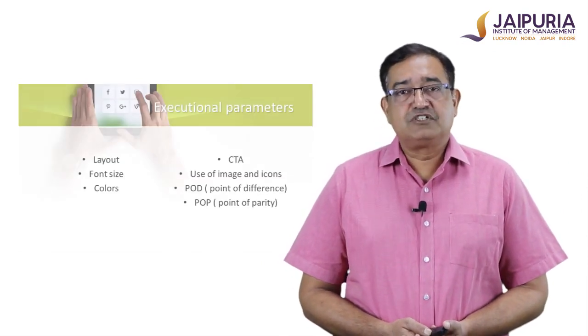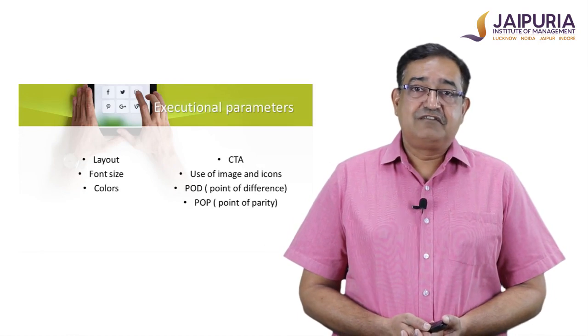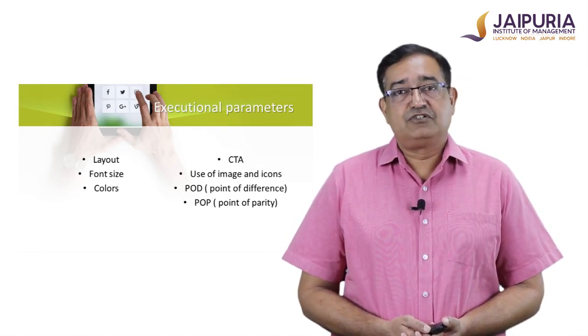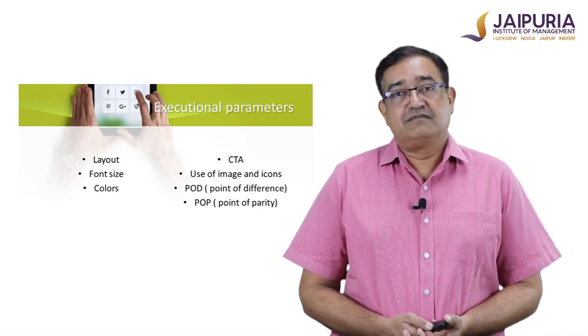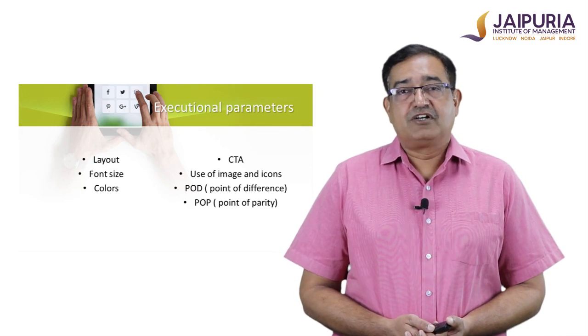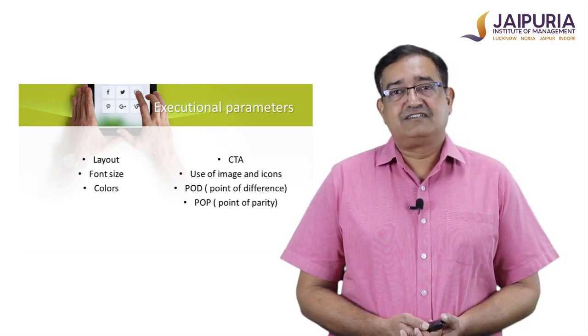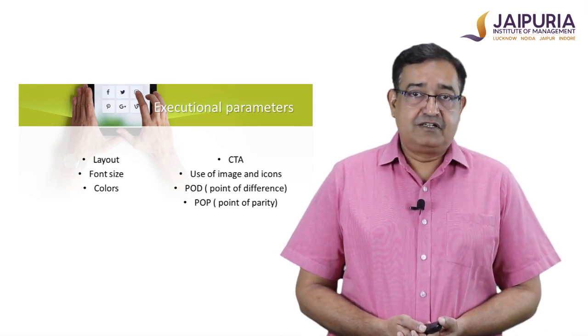And what are the executional parameters? First is layout. What is the font size? Font size should neither be very small nor very big. It should be a medium font size that is easily readable, because normally the duration of the ad is very small, 30 seconds, 20 seconds, or at most 1 minute. So it must be readable.